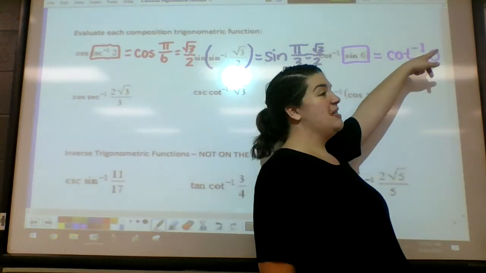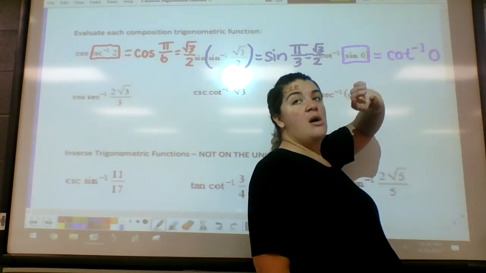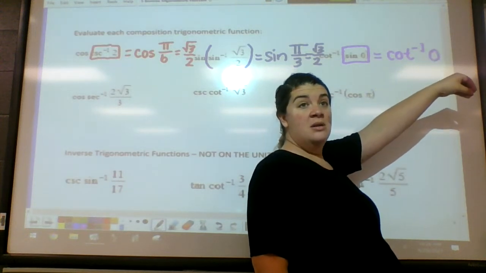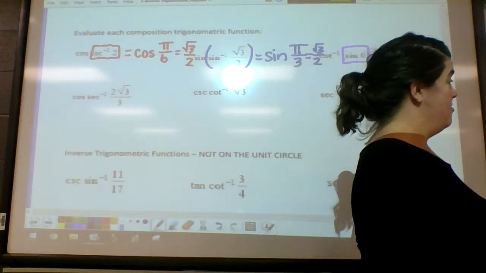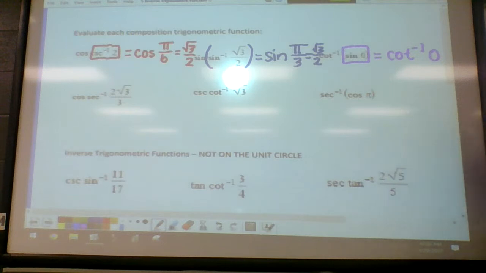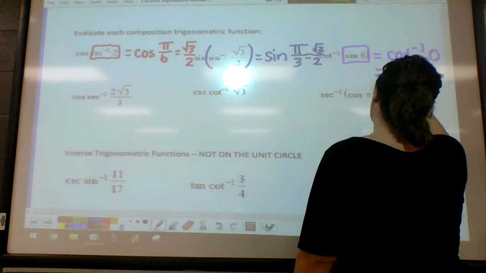So cotangent is equal to 0 when cosine is equal to 0, yes? So where is the cosine equal to 0? That happens at pi over 2. So the answer to this one is pi over 2.